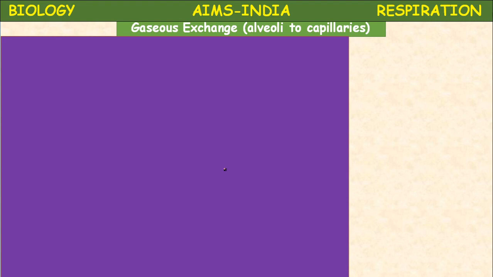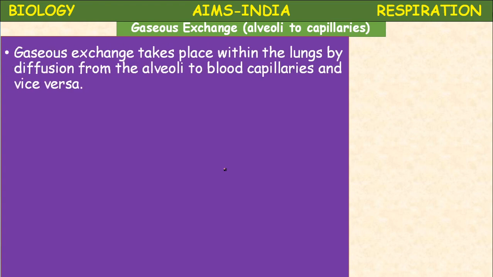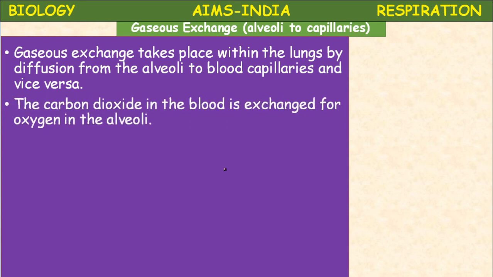The gaseous exchange of gases, alveoli to capillaries. How does the exchange of gases take place? The gaseous exchange takes place within the lungs by diffusion from the alveoli to blood capillaries, and from blood capillaries to alveoli, vice versa, that is, to and fro. Okay children, the gaseous exchange takes place within the lungs by diffusion of gases from alveoli to the blood, and vice versa.